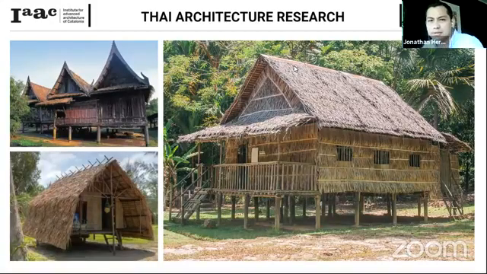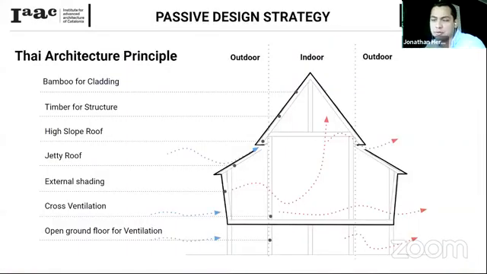So for us, it's really important to first analyze the Thai vernacular architecture, since these principles were already working without air conditioning and so on. Our first approach was to extract these key principles. They are related, for example, to bamboo for cladding, the timber structure, which is really important, the high slope roof for cross ventilation, the jetty roof, and external shading, and also lifting the volume and having an open ground floor to integrate ventilation within the building.